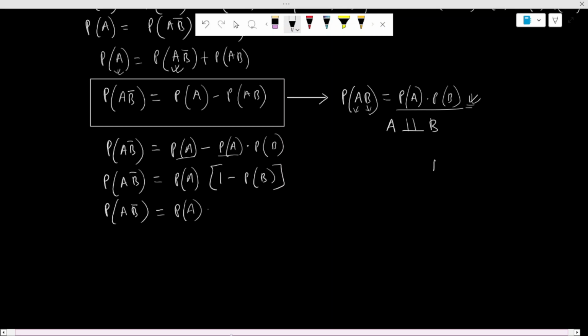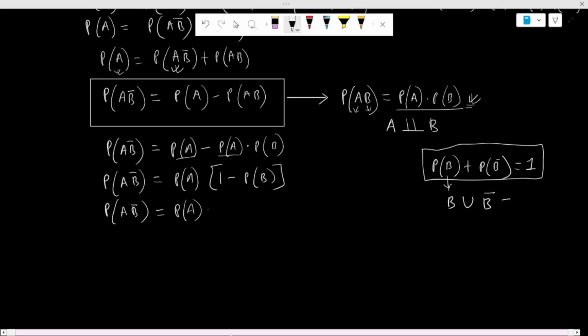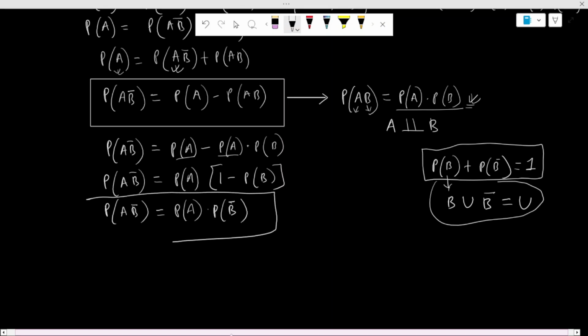So we know that probability of B plus everything that is not in B should be equal to 1. We know this relationship. In set notation, B union B complement should be equal to the universal set. Now, 1 minus probability of B is equal to probability of B complement. So this is again a very interesting result that we have come across.